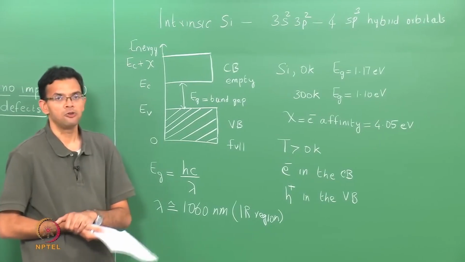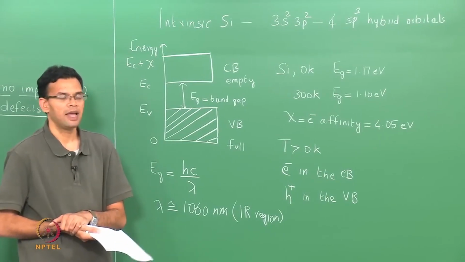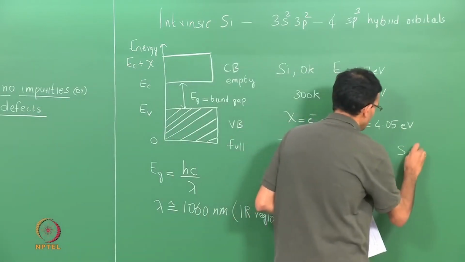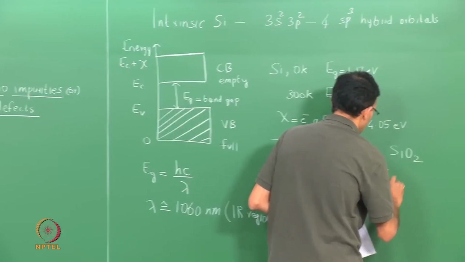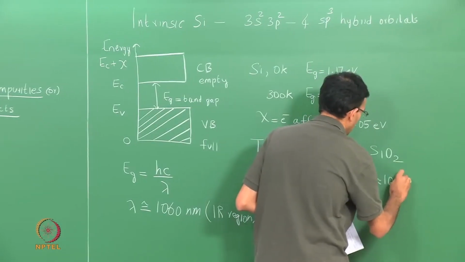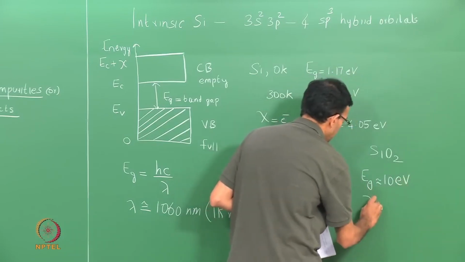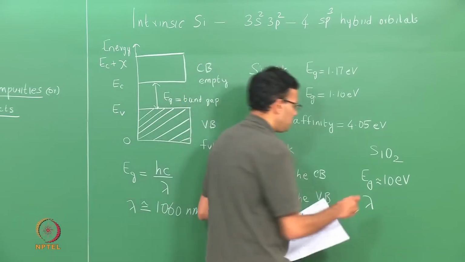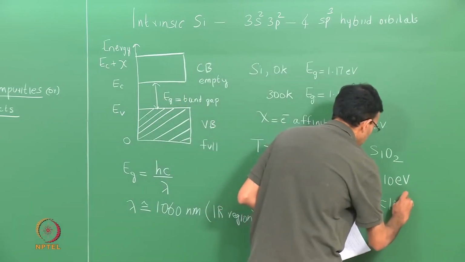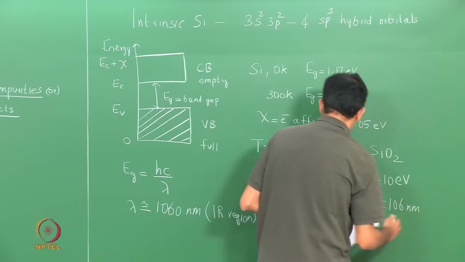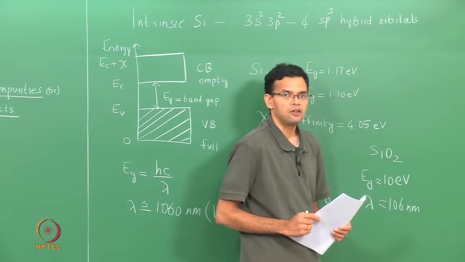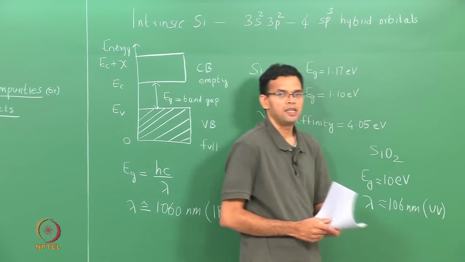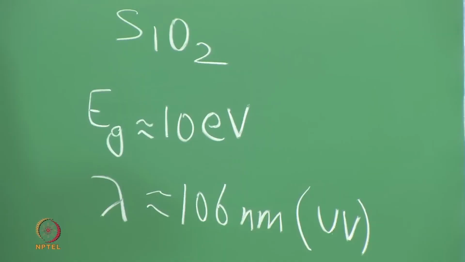Similarly, SiO2, which is glass, has a band gap of approximately 10 electron volts, which means the wavelength that is required to excite electrons from the valence band to the conduction band is approximately 106 nanometers. So, 10 times less than that of silicon. This lies in the UV region, which again explains why glass is transparent.